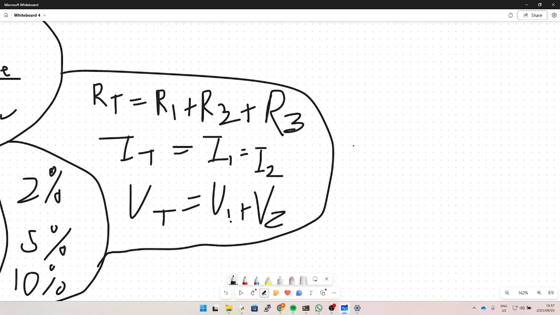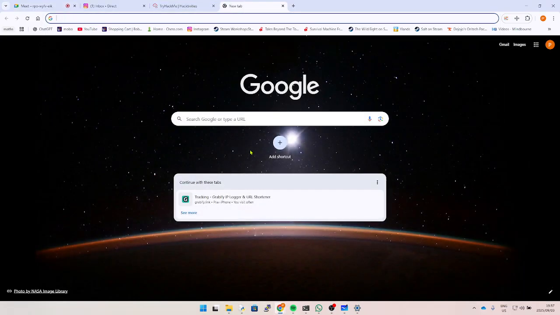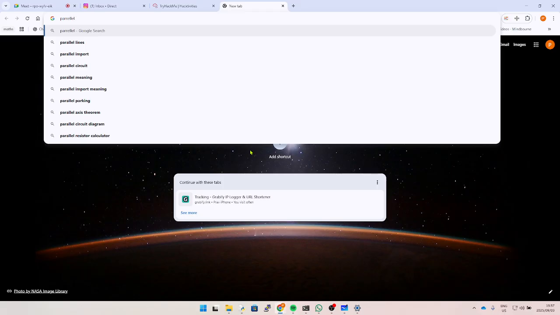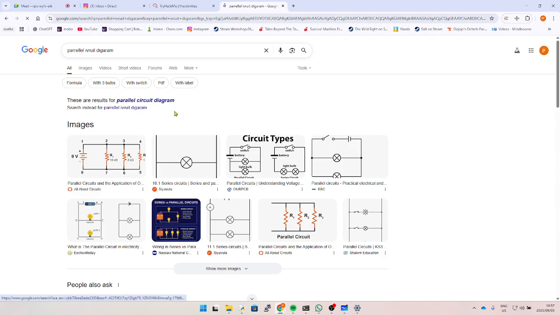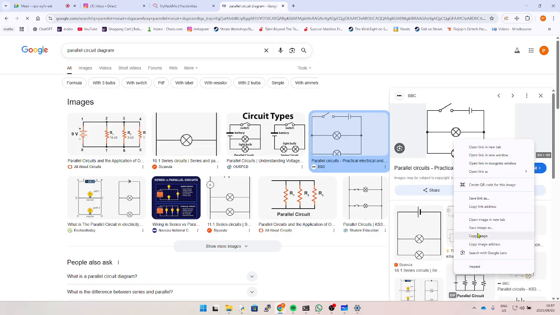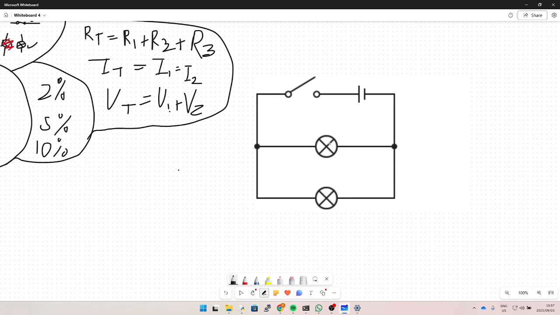Parallel is similar formulas except you're just adding current. You're adding your amperage. Now, when you're measuring voltage drop in a parallel circuit, let me pull up a diagram. Here's a simple parallel circuit.